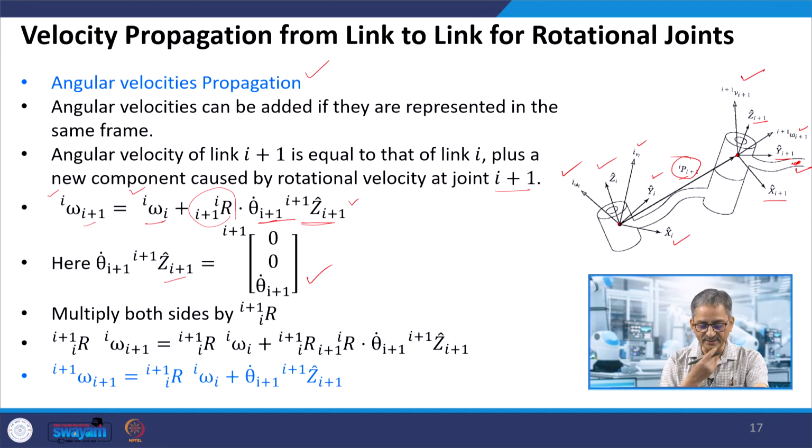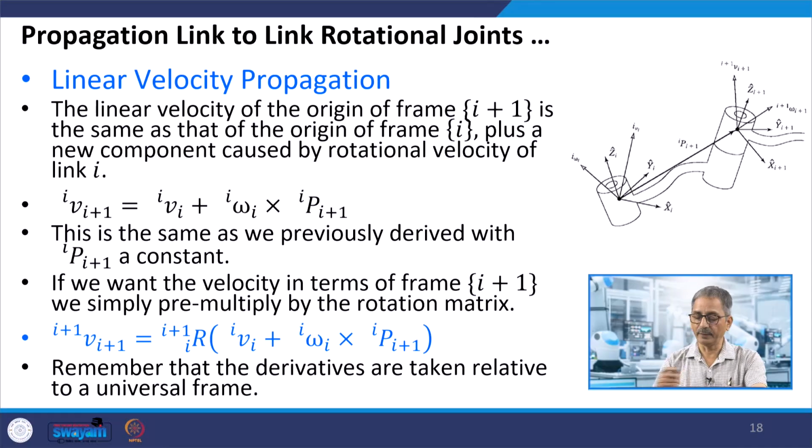So, I can simplify this equation. If I want to express it in terms of the I plus 1th frame, then I can multiply by the rotation matrix from I to I plus 1th frame on both the sides, and this turns out to be simply this one. That is, the angular velocity of the I plus 1th link, expressed in terms of the I plus 1th frame, is equal to the angular velocity of the previous link plus the joint velocity of the I plus 1th joint. Then we can see how the linear velocity propagates.